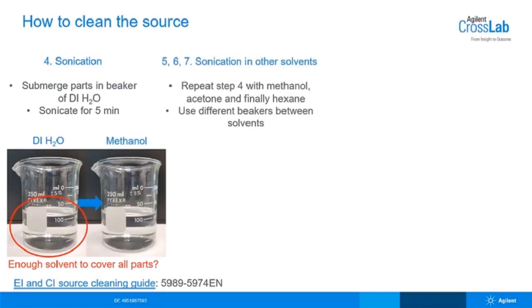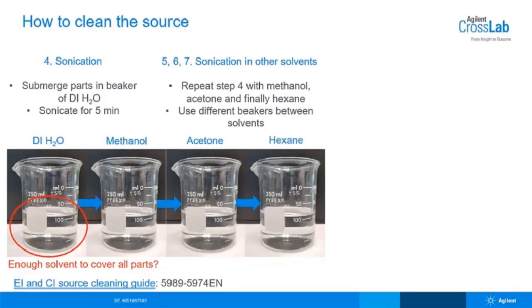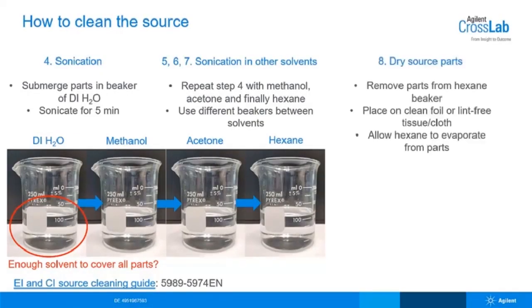Steps 5, 6, and 7 are a repeat of 4, where we are sonicating in methanol for step 5 for 5 minutes, then acetone for step 6. Both steps 5 and 6 are to remove polar compounds. And then finally, step 7 is sonication in hexane, for 5 minutes to remove any nonpolar compounds.